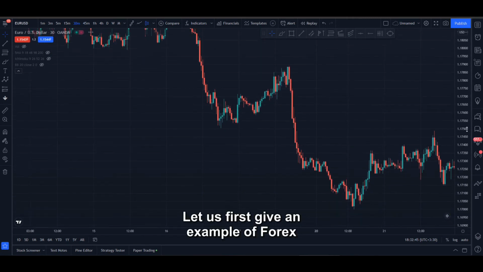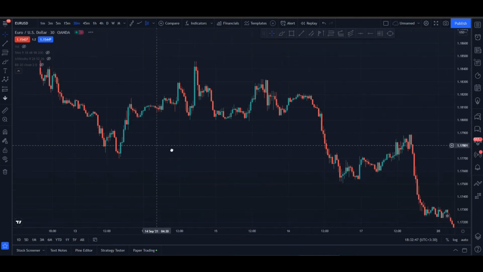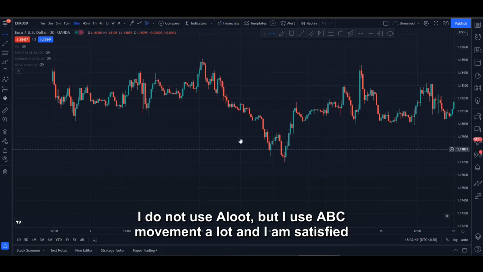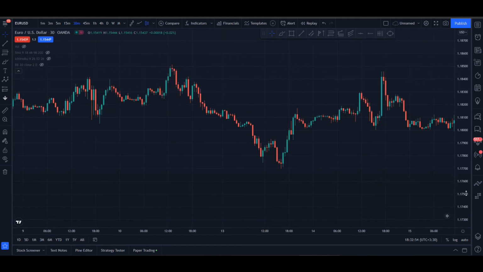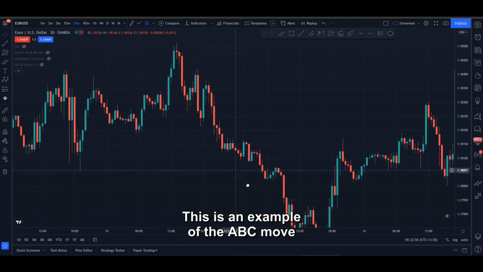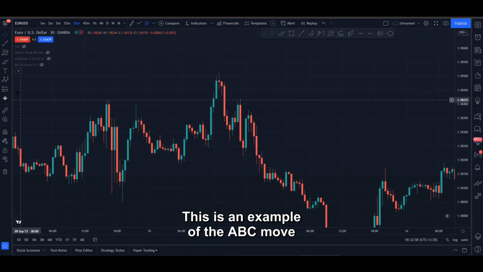Let us first give an example of Forex. I do not use Elliott, but I use ABC movement a lot and I am satisfied. This is an example of the ABC move.